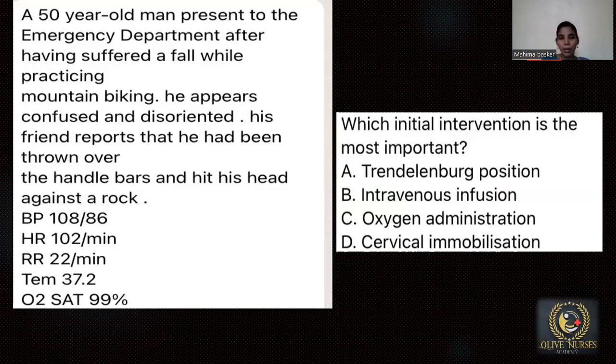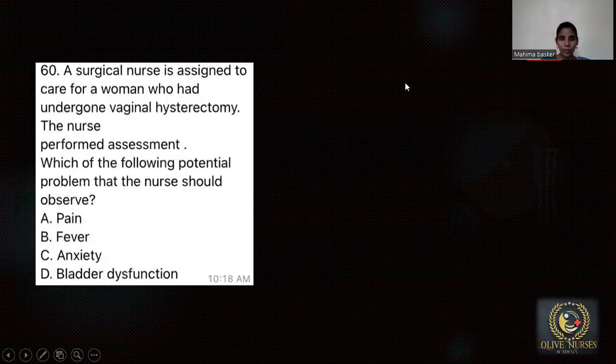Okay, the questions will be very big only. Now we have to remember, if the question specifically mentions the most important thing, and the vital signs are normal, then we should not select oxygen or the intravenous fluids. The first priority will be cervical immobilization. Okay, so we'll move on. One more question. Try to answer.